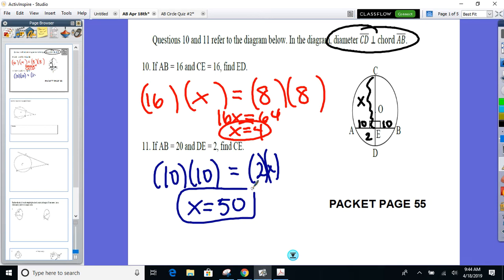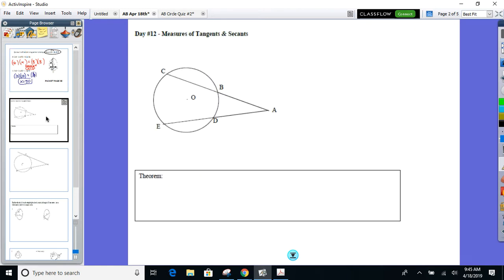Because now what we have to talk about is how I find the length of a secant and a tangent today. You guys know the deal with two intersecting chords now. You can go back to your notes. Day 12, what's the measure of a tangent and a secant? So you know what I'm going to be looking for today. I may be looking for the length of AC in that first diagram, or the length of BA. That's what I'm looking for, the length. We're not doing angles anymore. We're done. That was quiz 2.